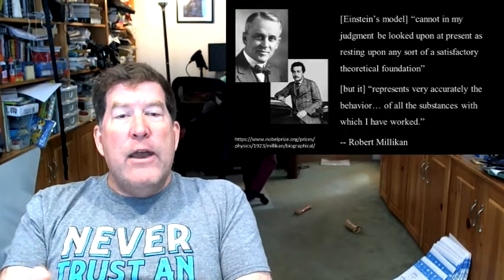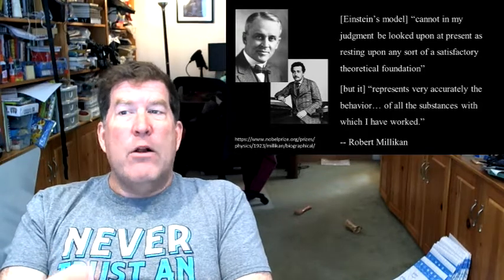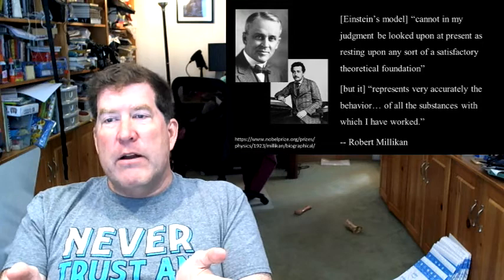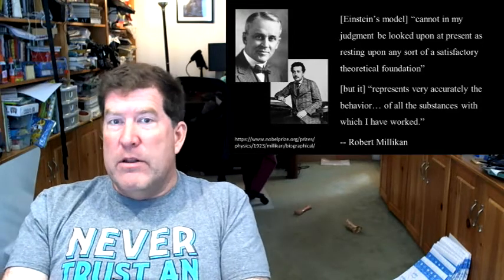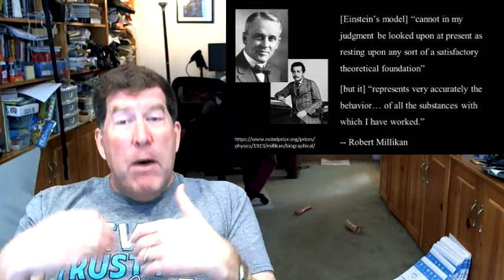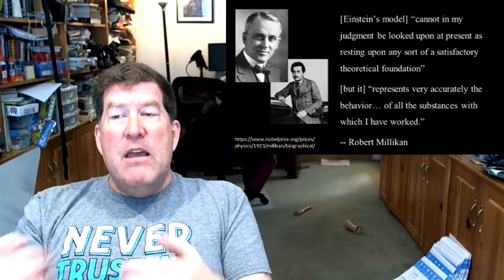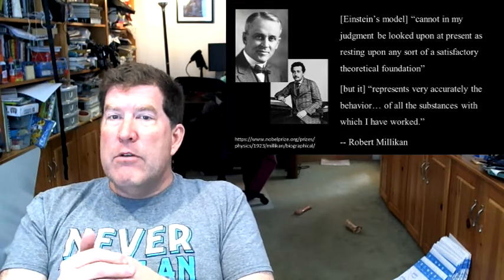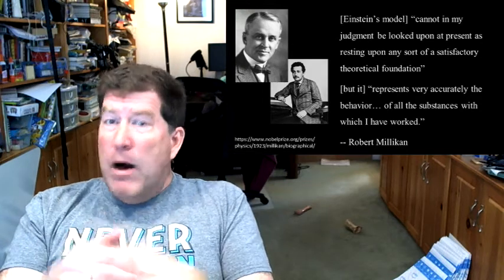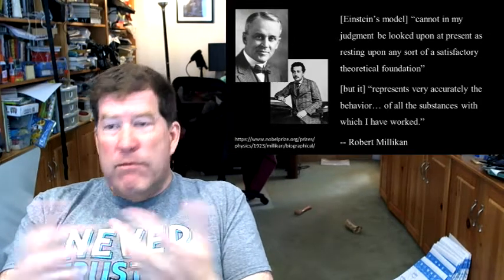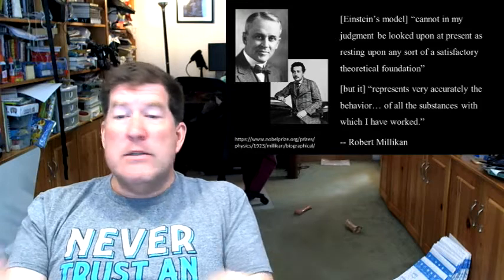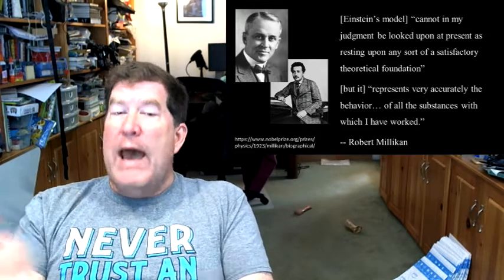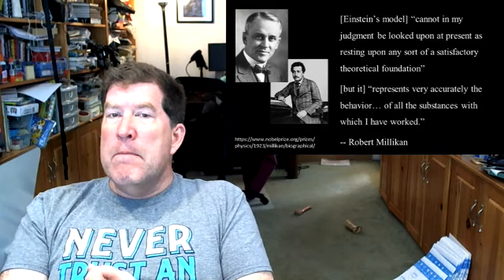Millikan is a guy who thought that Einstein's model was terrible. He thought that there's no satisfactory theoretical foundation for it. There's no reason to believe that light behaves like a particle. But when he went and did the experiment, he found that this confirmed Einstein's predictions. And he published that result saying flat out, this works. He said, I can't explain why it works, but this works really well. We have to take this idea seriously.